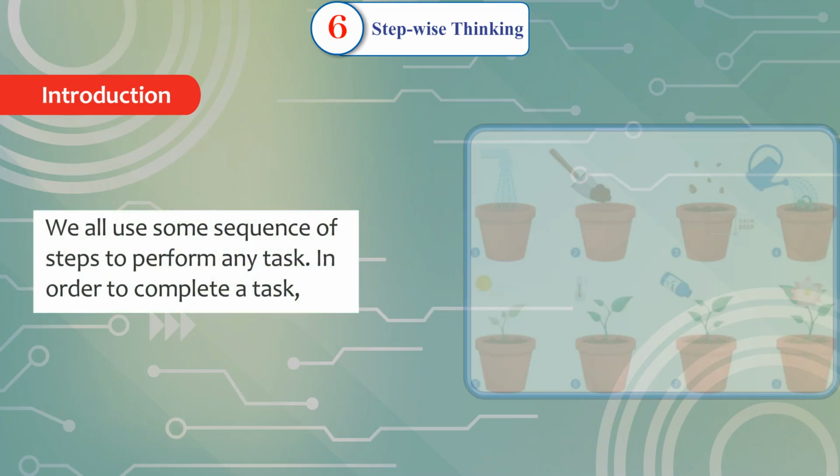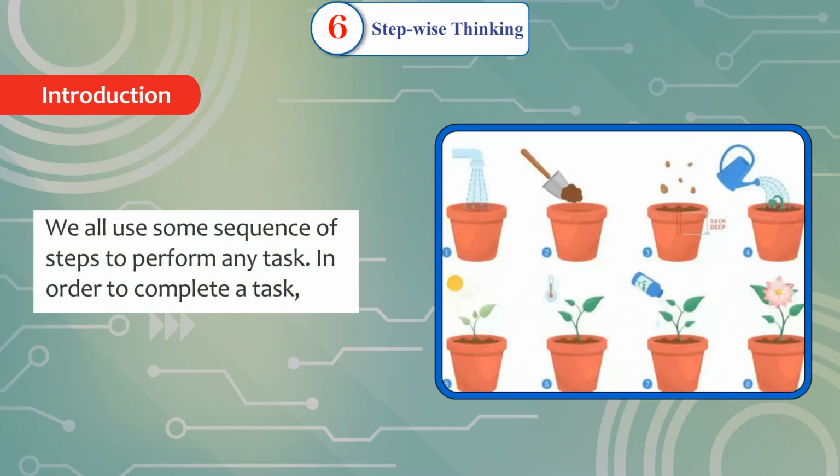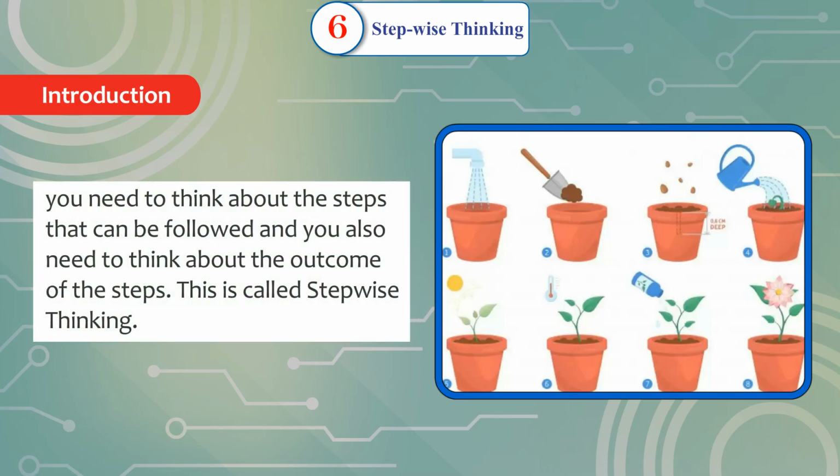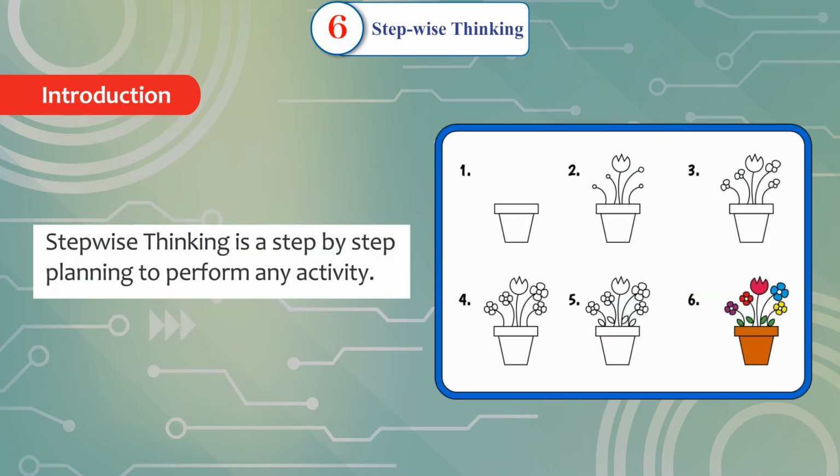Introduction. We all use some sequence of steps to perform any task. In order to complete a task, you need to think about the steps that can be followed, and you also need to think about the outcome of the steps. This is called stepwise thinking. Stepwise thinking is a step-by-step planning to perform any activity.